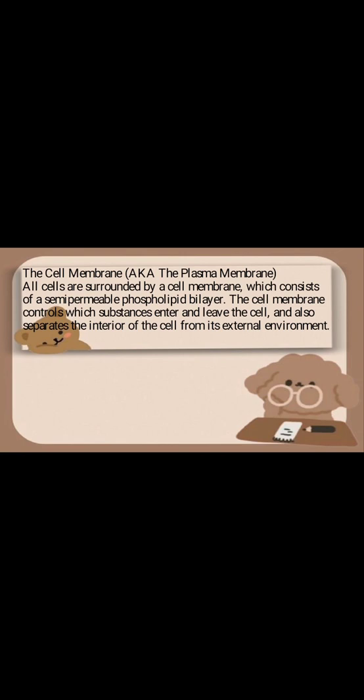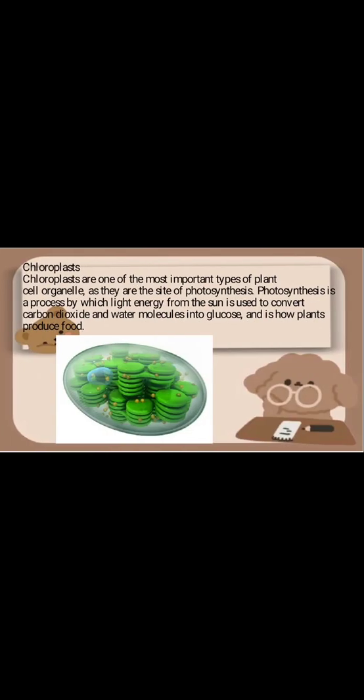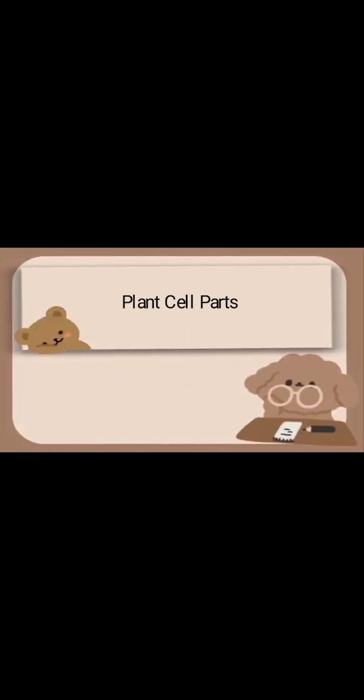Now let's move on to the plant cell parts. Although plant cells contain many of the same parts as animal cells, they also have some extra organelles that are absent in animal cells.